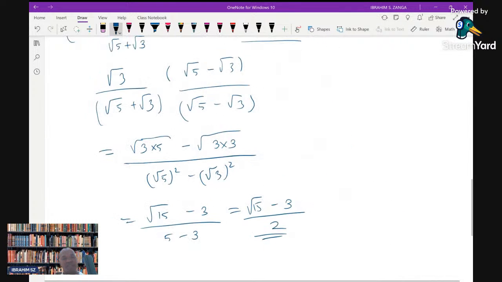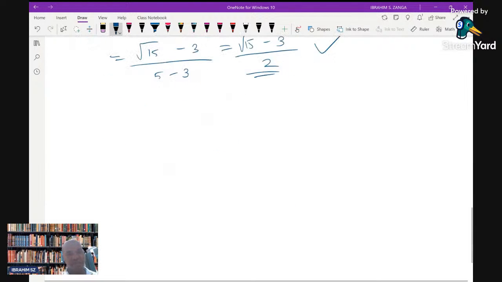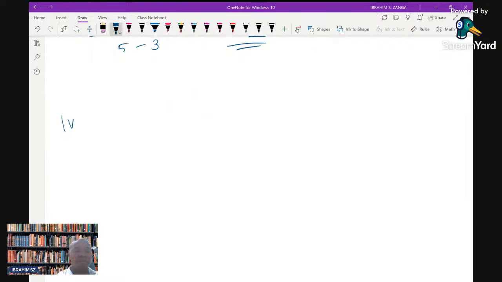So as you have seen, this one here is the same as that one here, and we have already rationalized the denominator. We go to example number 4.